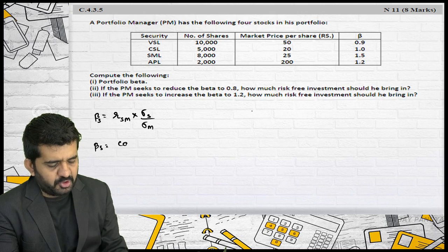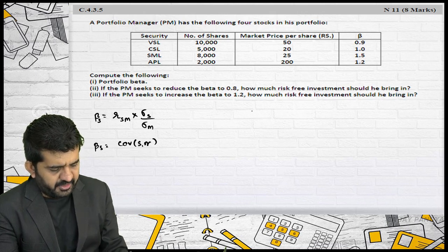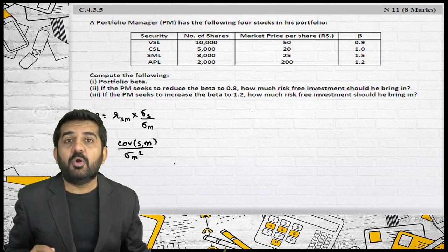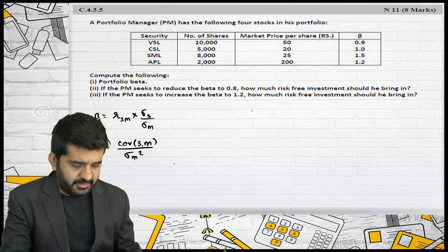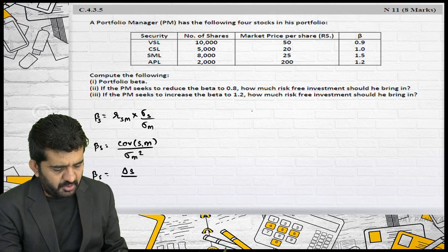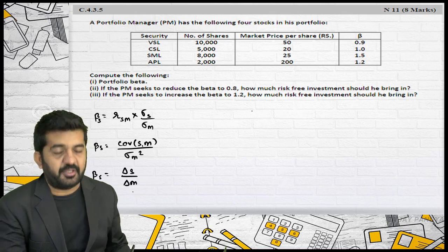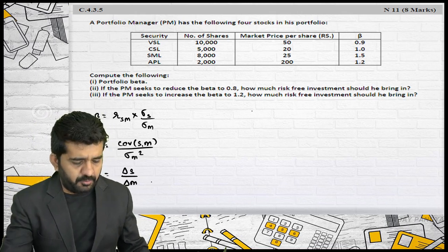Another formula by which you can find out beta is covariance between X and Y. Covariance between security and market divided by variance of market. If you want to find out beta of portfolio, security will be replaced by portfolio. You can also find out beta of security by change in security divided by change in market return. By all three formulas, you can find out beta.